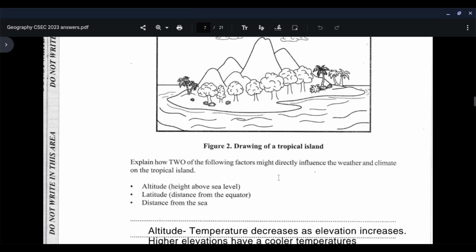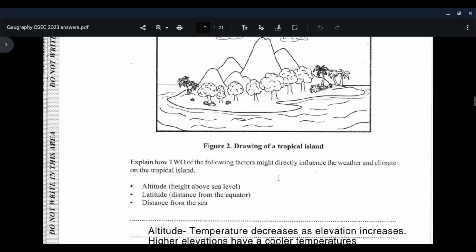So the higher up you go, the cooler it gets. The lower you are, the warmer it is. Latitude, or the distance from the equator. So we know that as latitude increases, the average temperature cools. As latitude decreases, the average temperature increases.